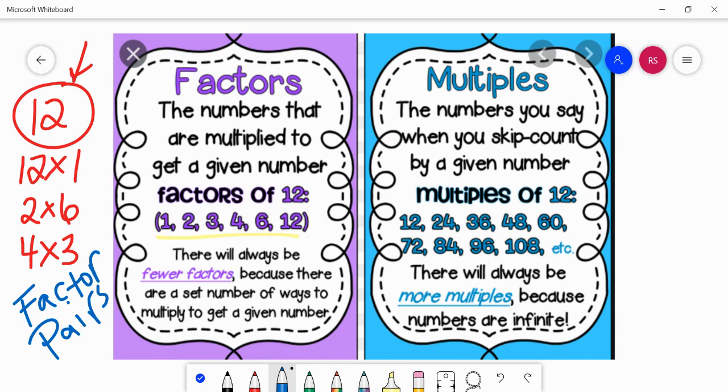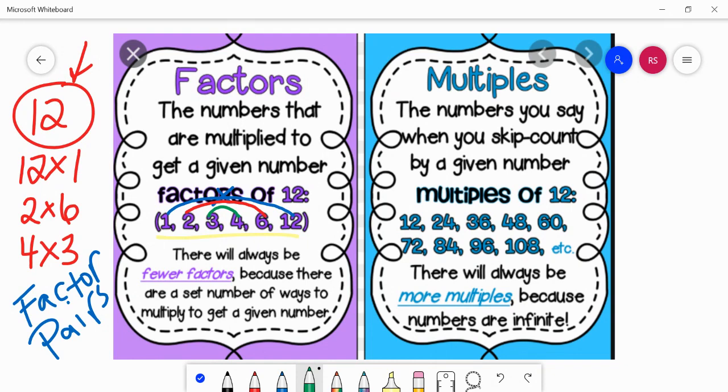Here's how I double check to make sure that my numbers are correct. I use the rainbow method. I'm going to start with my first number, and I'm going to draw a little rainbow line to my last number. 1 times 12 gives me 12. 2 times 6 gives me 12. 3 times 4 gives me 12. It kind of looks like a rainbow, and that's why we call it the rainbow method. So just double check that all of your numbers are there.